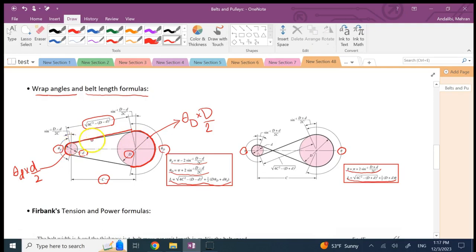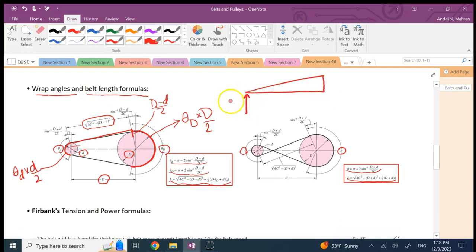Here you can form a right triangle, and you can find the distance. You have a right triangle, and you can get one side of it, because this side here is D minus d, of course divided by 2. And then, let me draw it properly for you. If I draw that for you here, it is something like this.